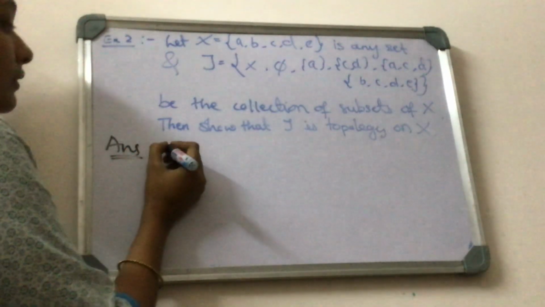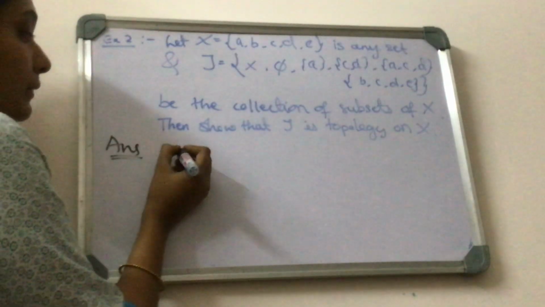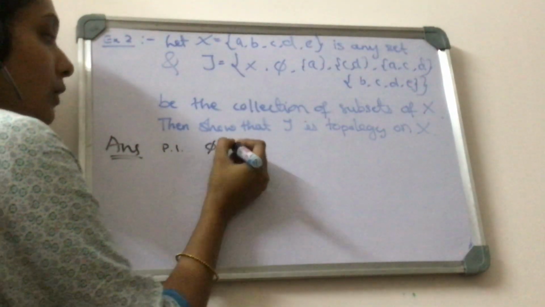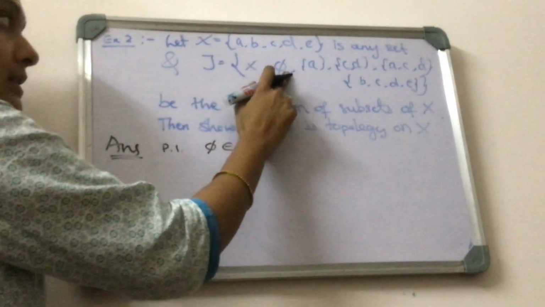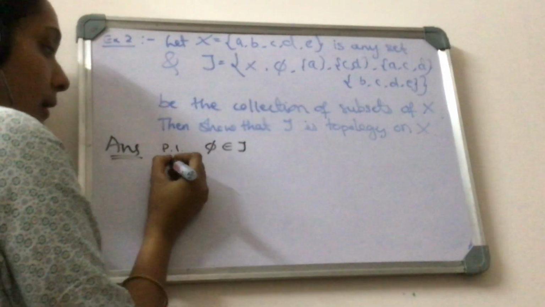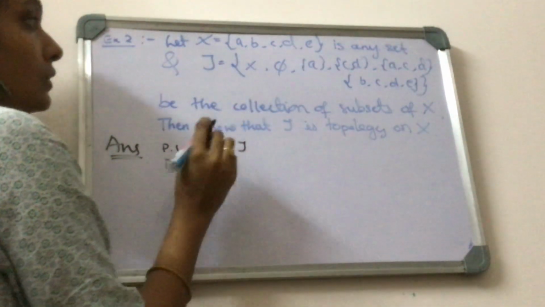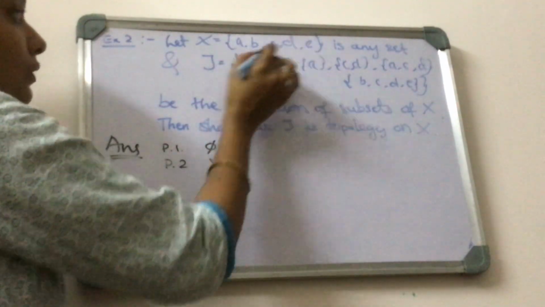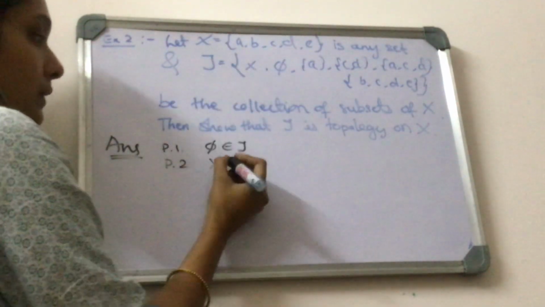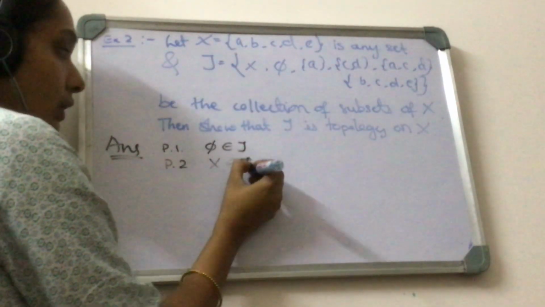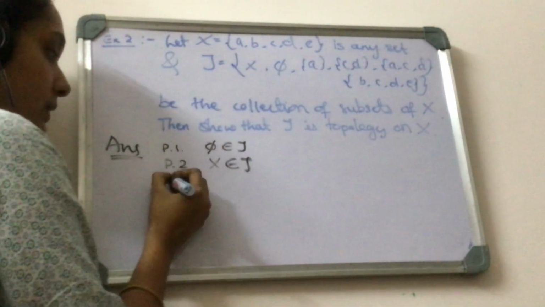Here the first property, that is P1, is what? Phi must belong to tau. Phi is there, so P1 holds. P2 is what? X. What is X? X is equal to ABCDE, which is there in the collection of subsets. X belongs to tau. So P2 also holds.